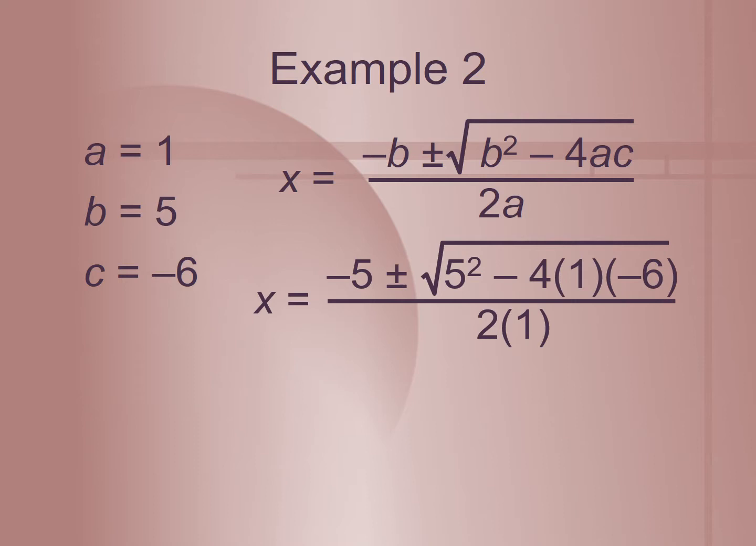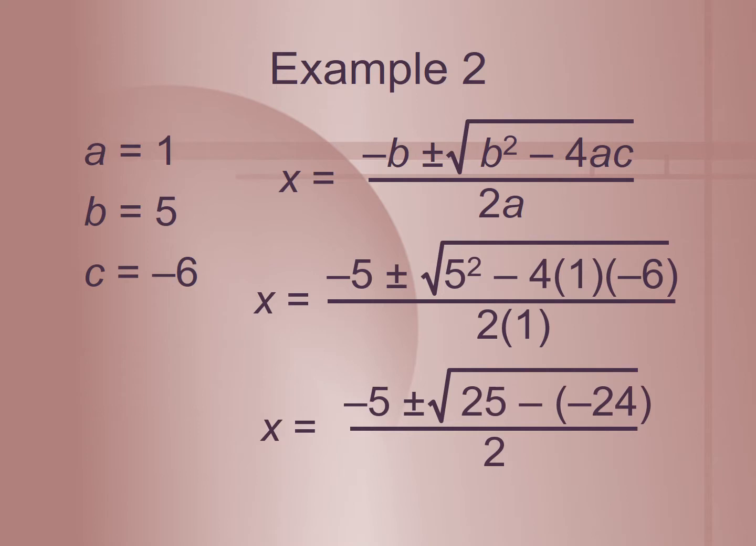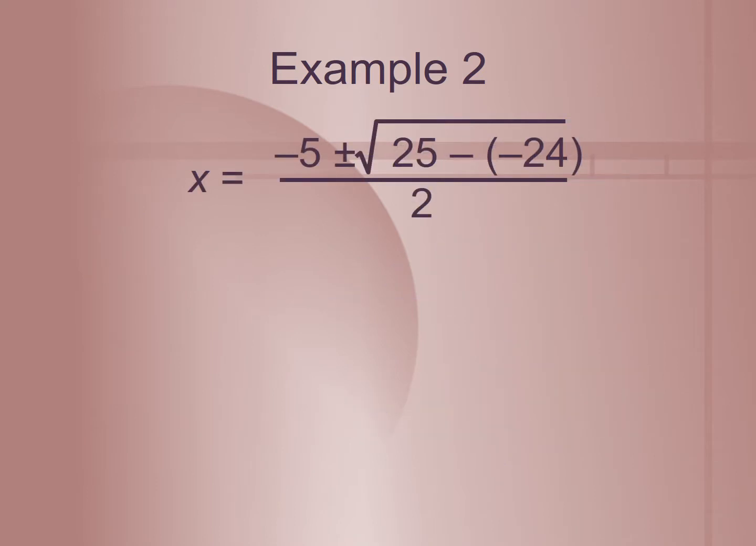So the first thing I have to do is the inside of that radical. So I'll have to do 5 squared, which is 25, and then 4 times 1 times negative 6, which is negative 24. Now I'll take care of that 25 minus negative 24. And when I am subtracting integers, I'm adding the opposite. So it becomes 25 plus positive 24, which ends up being 49. So now I have negative 5 plus or minus the square root of 49 over 2.